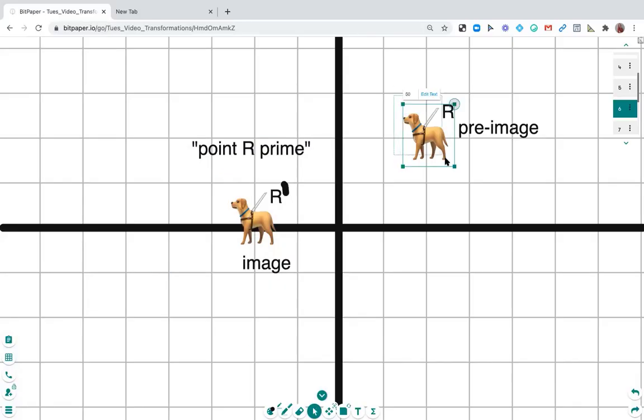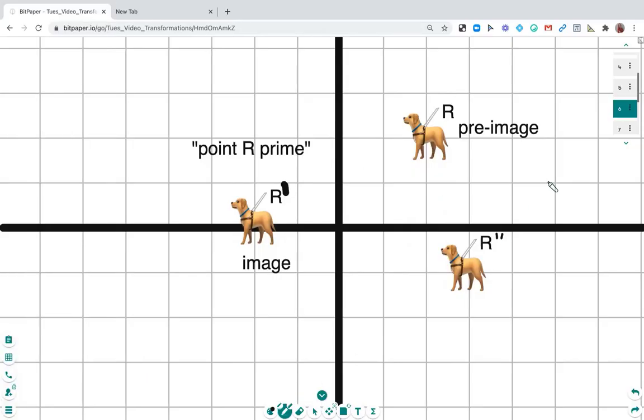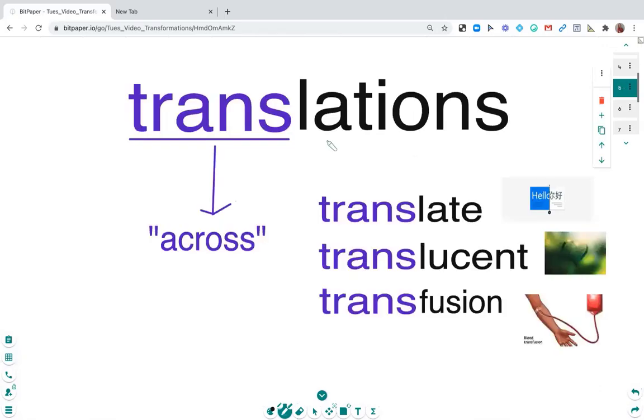We could also take this same image and we could translate him down 3, 1, 2, 3, and right 1. And then we could label this again, but this time we could use 2 little tick marks to show he's also a new image. So that's translation, to slide or move the image across the coordinate plane. That's another way I often remember it: translation has that SL in it, and so does the word slide.